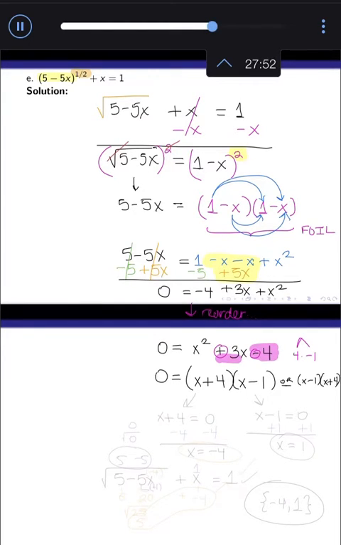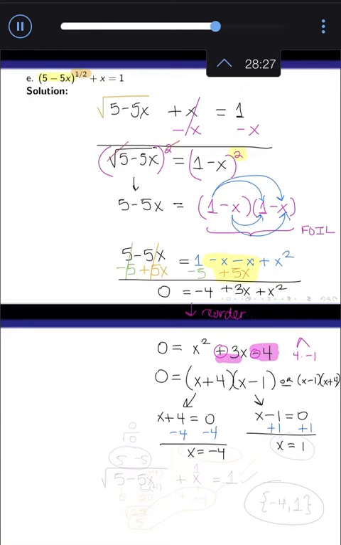Now, once it's factored and set equal to 0, we can set each of the pieces equal to 0. So we'd set the x plus 4 equal to 0 and the x minus 1 equal to 0, which would give us two solutions. On the first one, you'd subtract 4 from both sides to get the first solution, which is that x equals negative 4. And on the second equation, you'd have to add 1 to both sides to get the solution x equals 1.